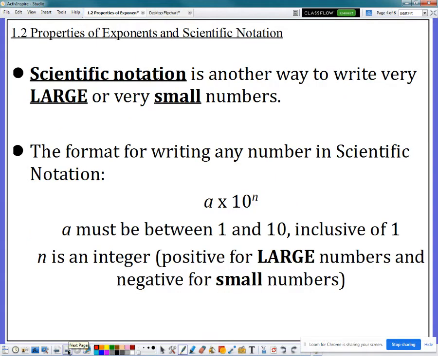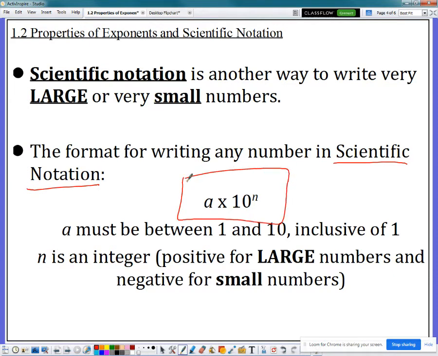All right, and now we're going to move to the second part of this lesson, which is scientific notation. Scientific notation is another way to write large or very small numbers. Some scientists and mathematicians, for the matter of fact, are very lazy. Instead of writing a big number like millions and billions, they would just write in scientific notation to make it short and sweet.